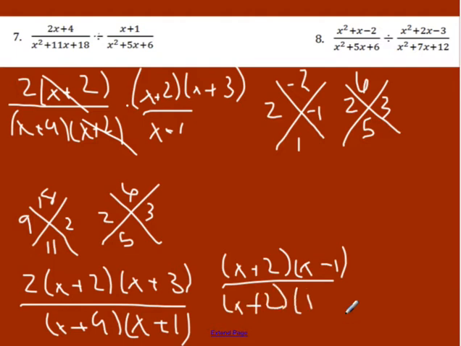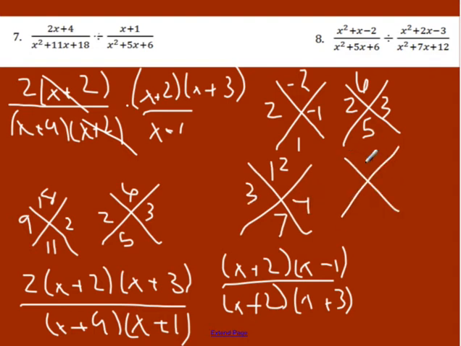So for that second fraction, what I am doing is I'm multiplying to 12, once I get my x here, and adding to 7. That's going to be 3 and 4. And then I'm going to be multiplying to negative 3 and adding to 2. That's going to be 3 and negative 1.